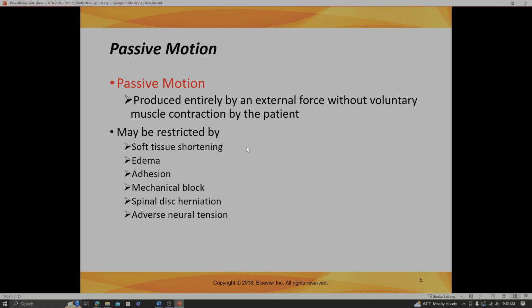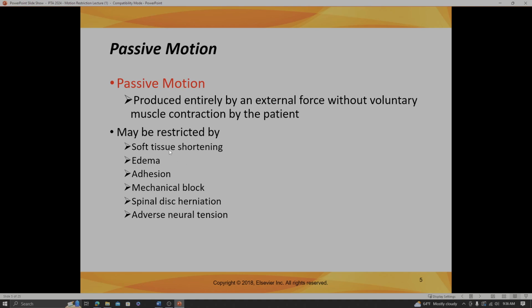Passive range of motion is produced entirely by an external force without any voluntary muscle contraction. So there's no contraction whatsoever. An external force, like a therapist or a mechanical piece of equipment, is going to produce the force necessary to drive the range of motion. So with this, we're going to be restricted.